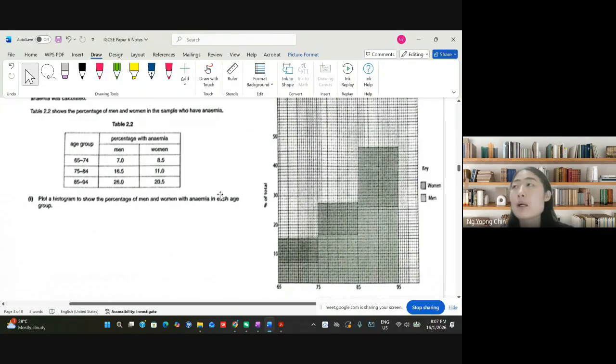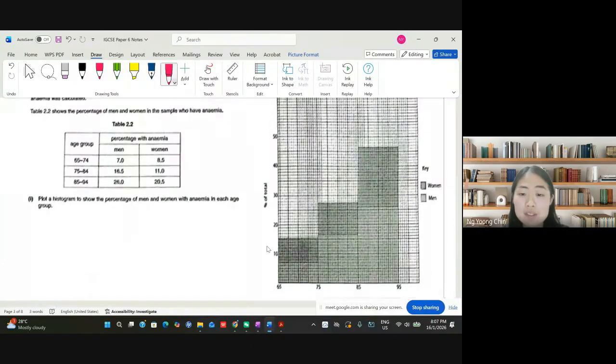Yeah. That's why histogram is like this. Okay, you need to compare two groups. One is men, one is women, with the same parameter, which is the age group, right? So that's why 65 to 74 is like this. Okay, here. Okay, so later 75 to 85, right, will be here. And then 85 to 90 will be here. So you have 3 age groups.